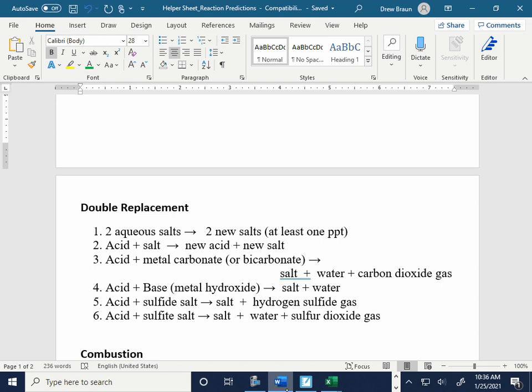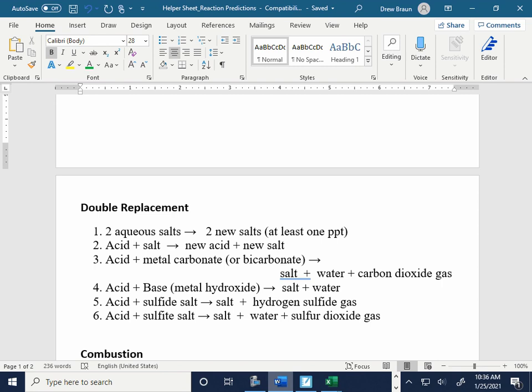I do not like using the up arrow and the down arrow. What the up arrow means is that it is a gas given off. What the down arrow means is it's a solid precipitate. I don't like using those. I like using the parentheses G for a gas. I like the parentheses S for a solid. I like the parentheses AQ for an aqueous solution, a soluble solution. Okay? So we're going to use those as follows, and we're going to try to stay away from the up and the down arrow.